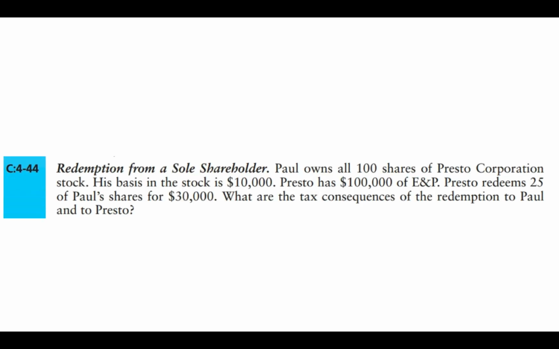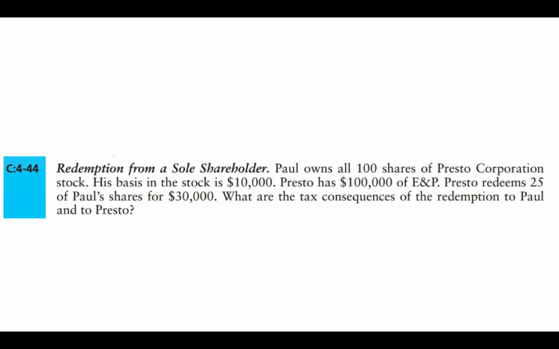Paul owns all 100 shares of Presto Corporation stock. His basis in the stock is $10,000. Presto has $100,000 of earnings and profits. Presto redeems 25 of Paul's shares for $30,000. What are the tax consequences of the redemption to Paul and to Presto?